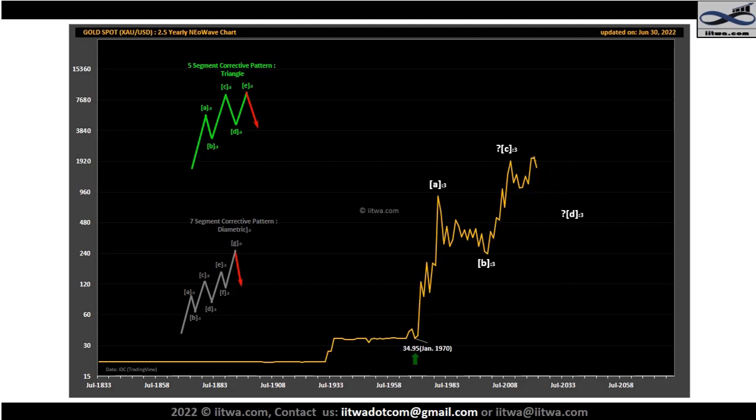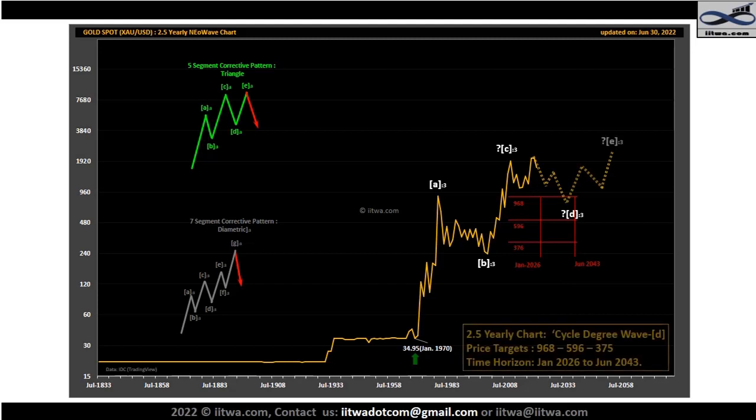Applying NEoWave logic on this segment, we can say cycle degree wave D has to enter the price area 968 to 586 and in the worst condition up to 376. Time-wise it can terminate in the time area January 2026 to June 2043. Post completion of wave D, we can expect the next upward segment, that is supercycle degree wave E.